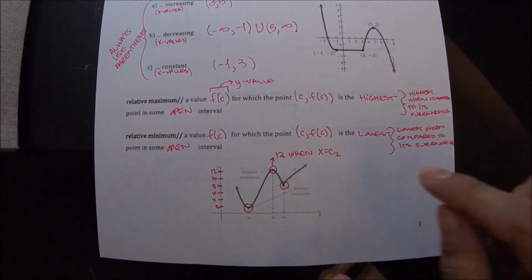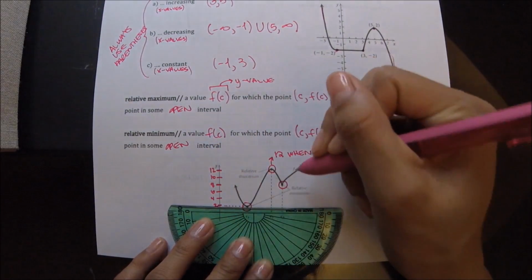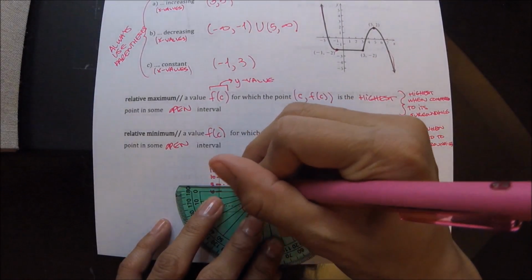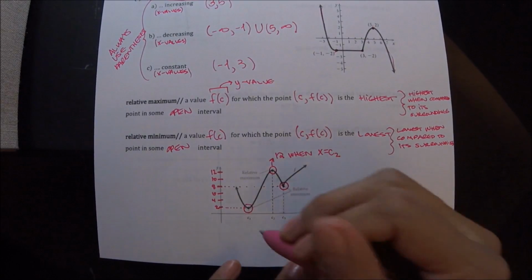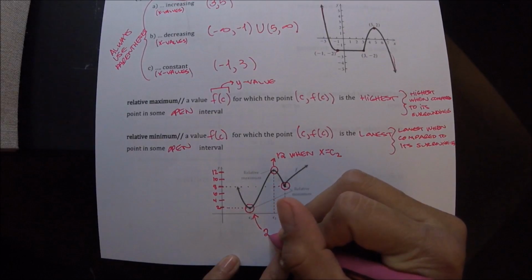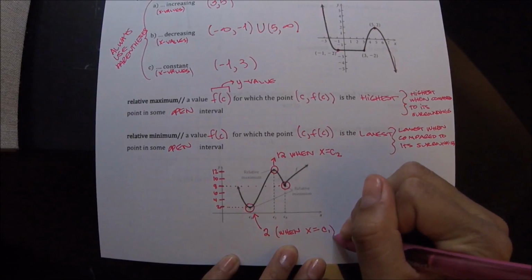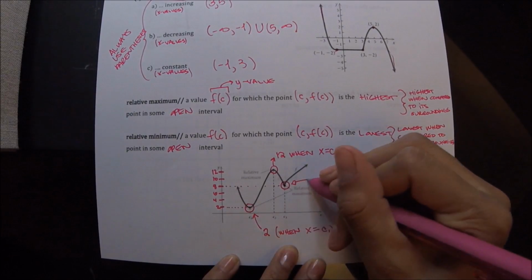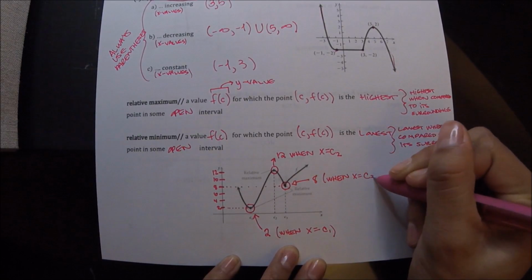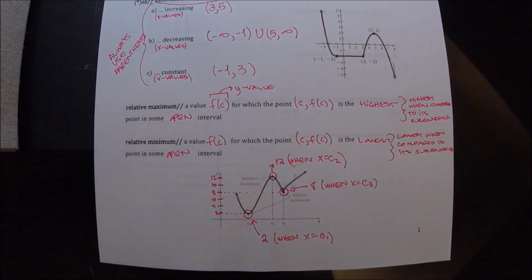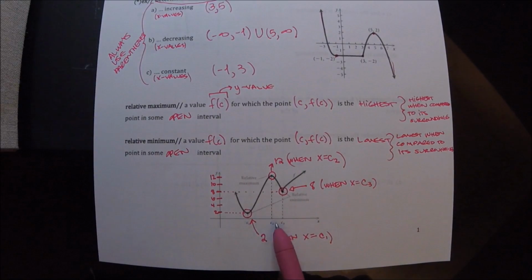And then for the relative mins, we have this one at 2, and then this one at 8. So we have 2 relative mins in this graph. This one is 2, and that's when x equals C1. And then this value, it reaches 8 when x equals C3. We don't know what C1, C2, and C3 actually are, we just know they're some numbers on the x-axis.